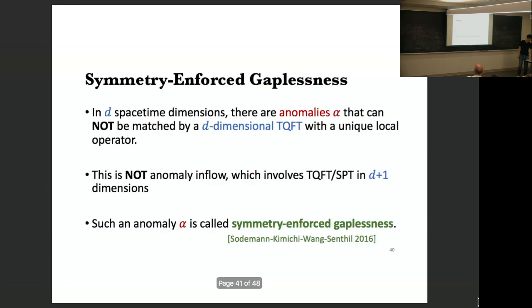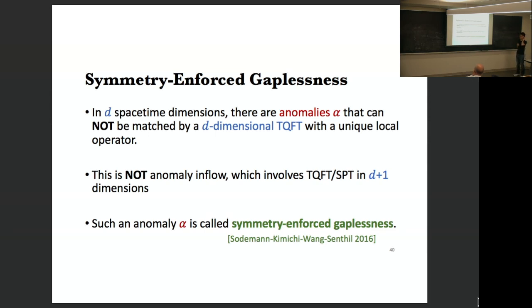Alright, so let's move on to the last one. You can ask, how much does this correlation between anomaly and bound generalize to other anomalies in other space-time dimensions? To talk about that, we need to discuss a caveat. In D space-time dimensions, there are some anomaly alpha that cannot be matched by a D-dimensional TQFT with a unique global.